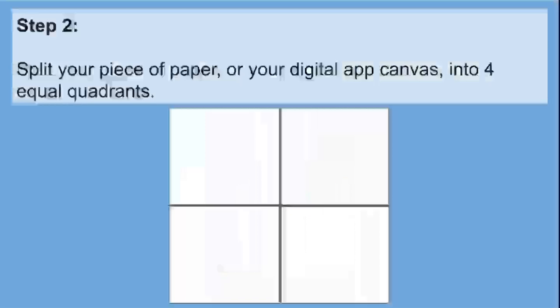Step two is going to be splitting your piece of paper or your digital app canvas, if you're using your iPad, into 4 equal quadrants. So I just draw a straight line in the middle up and down and a straight line in the middle side to side.